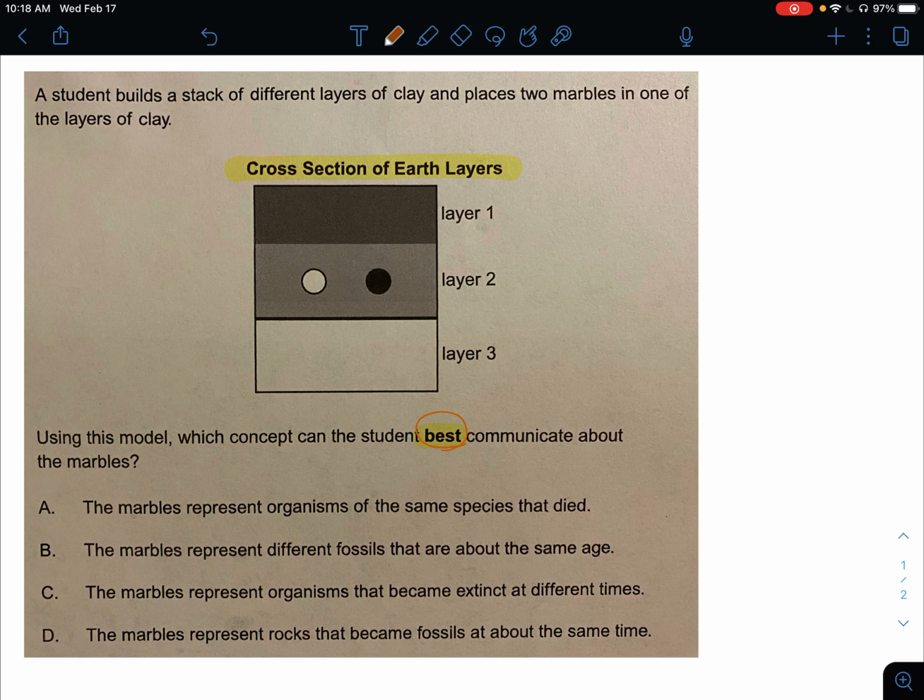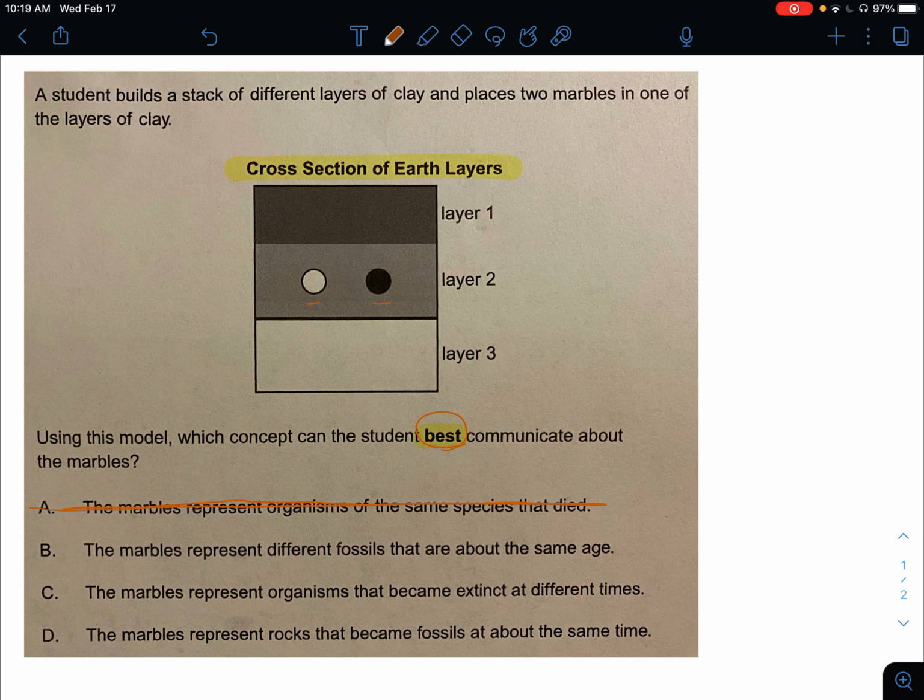So let's pick out two answers that I'm pretty sure just aren't going to be right. And then we'll talk about the correct answer versus the distractor. A says the marbles represent organisms of the same species that died. First off, he made the two marbles two different colors, so that's already telling us he's probably representing two different species. And also, nothing about where they are in the layers says what species they are, because the layers tell us how old the species is. So let's just say no thank you to choice A.